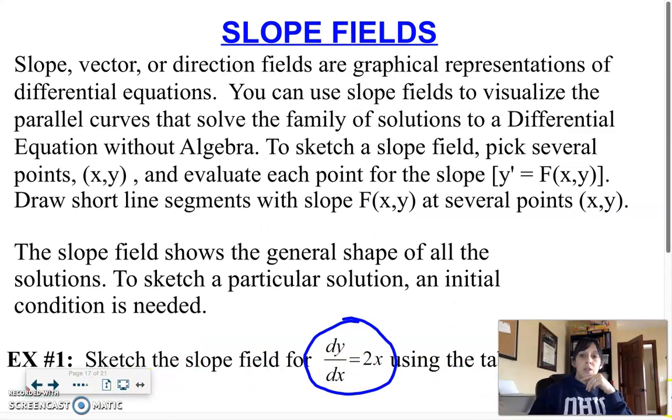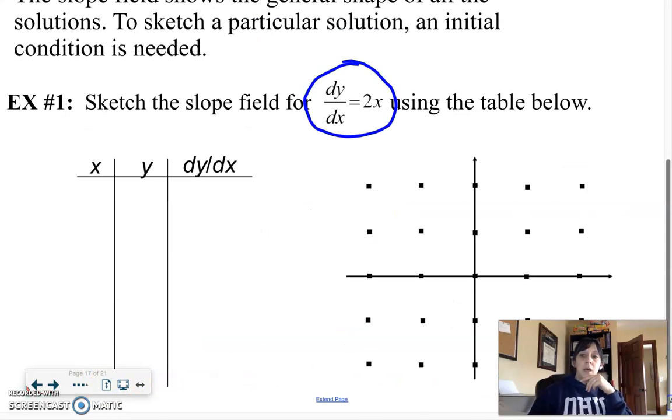And you're going to sketch a slope field by basically picking different ordered pairs and saying what the slope would be at those locations. So I have a graph already set up here. I'm going to pick different ordered pairs that I can see on this graph, and I'm going to find the slope of those points. So maybe I'll start all the way here in the top left. This would be negative 2, 2.